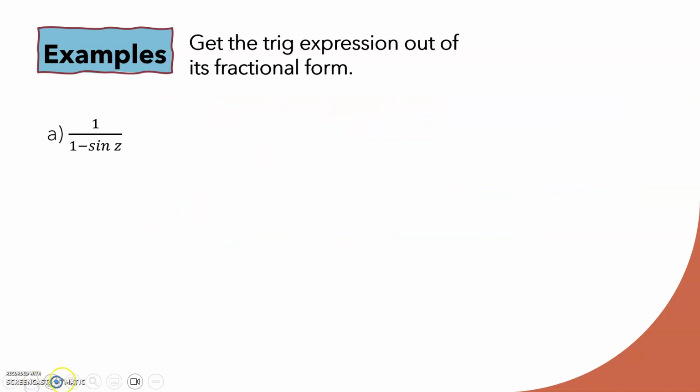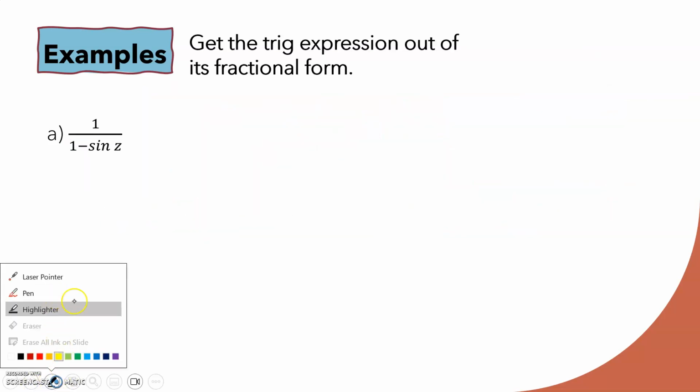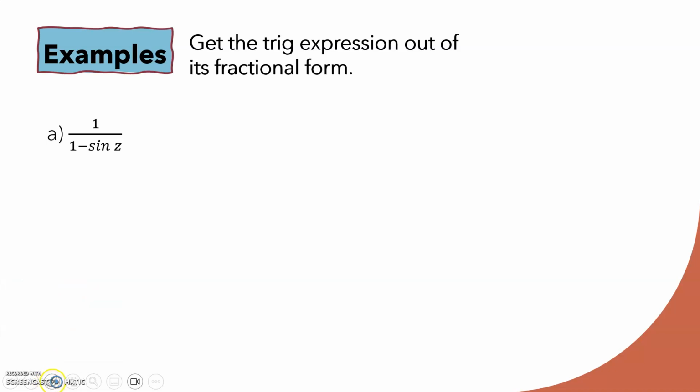So that's what we're going to do here, is we are going to multiply by that conjugate. So if I have 1 minus sine of z, I'm going to multiply by 1 plus sine of z on the top and the bottom.